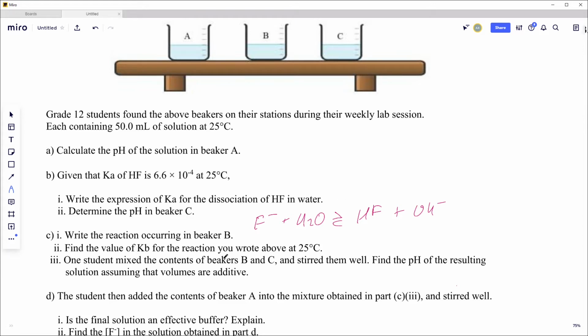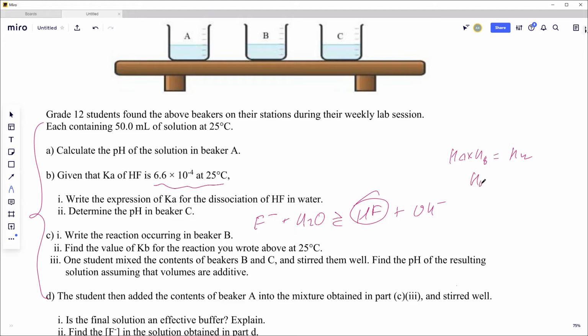So find the value of Kb for the reaction you wrote above. So keep this in mind. Whenever you talk about Ka, Kb, you can always reach one knowing the other. So Ka times Kb equals K water. Do we have Ka? Ka of the acid. What acid are we talking about here? The acid would be HF. Do we have Ka of HF? Well, this is all one question, so you can refer back to either of the parts, and you'll find that there is the Ka of HF.